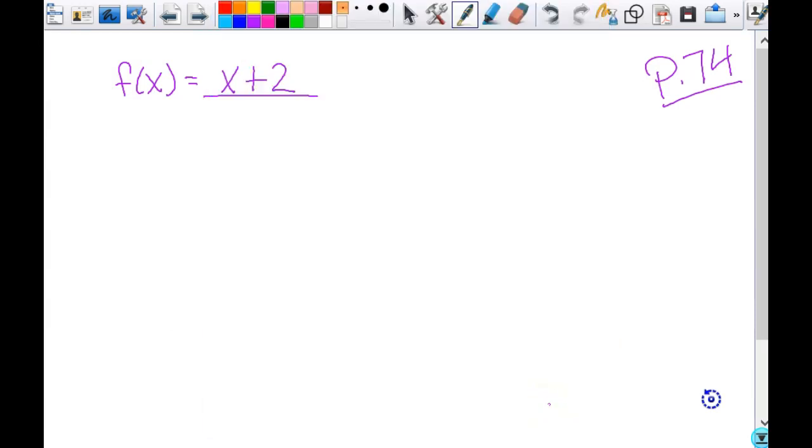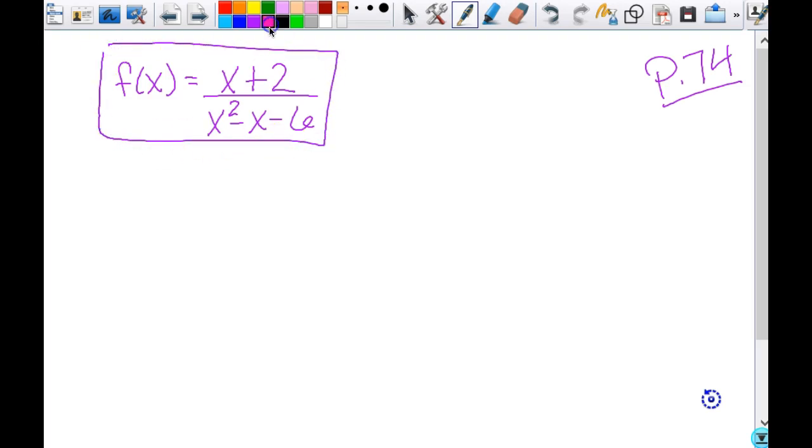Okay, x plus 2 over x squared minus x minus 6. Okay, so the first thing we want to do is look for our discontinuity. So in order to do that, we need to factor this. Okay, so this is our original here, and then we'll go from there. So this becomes f of x equals x plus 2 over, is that pretty easy to factor? Yeah, 2 numbers multiplied to give me negative 6. So 2 and 3, which one's negative?